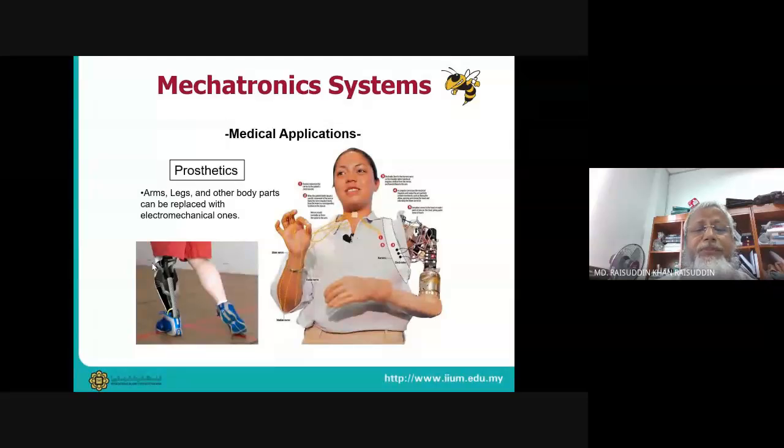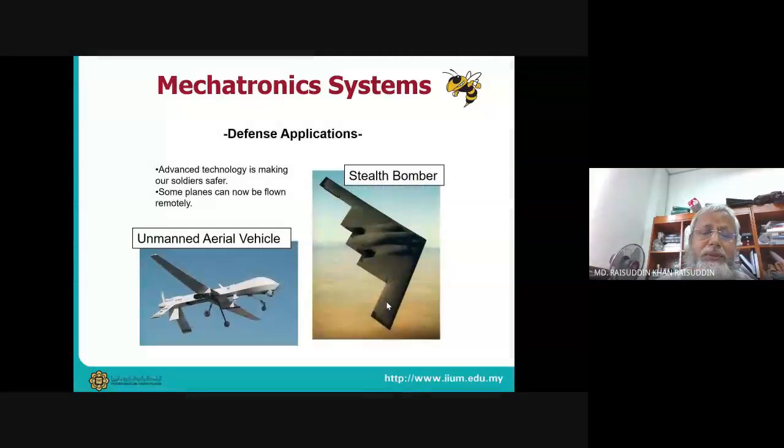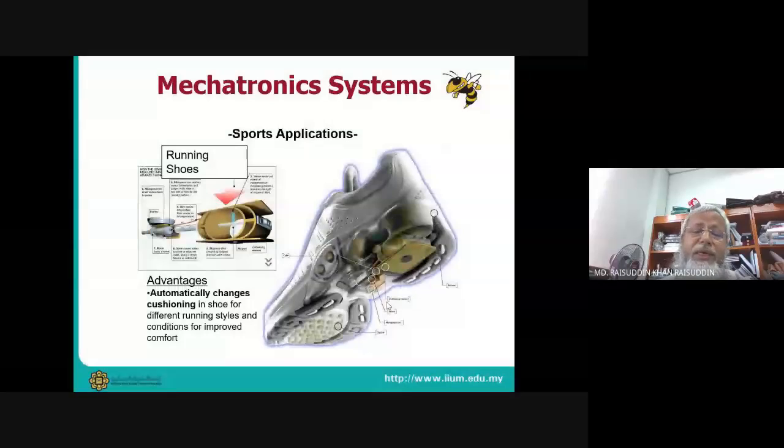Okay, you can say prosthetics. Someone lost his hand, so we are developing devices to support him or her. It can interface with the nervous system so that when he or she intends to do a particular activity, the robotic hand can follow. Unmanned vehicles, underwater robots, everything are actually mechatronics devices.